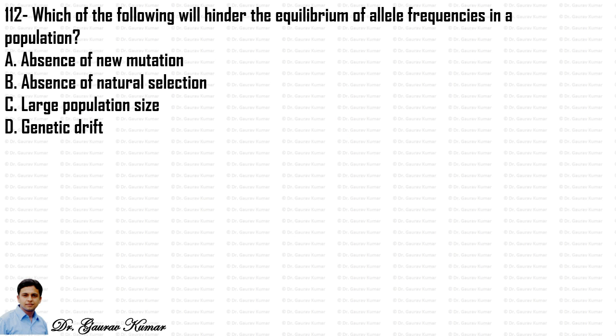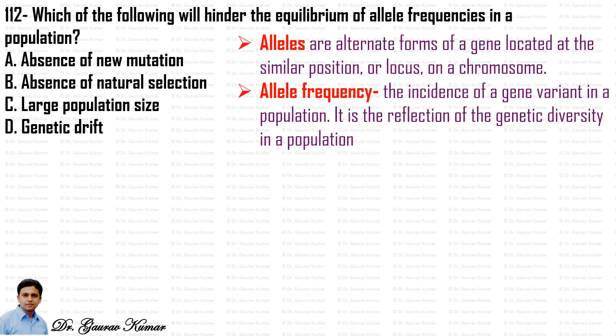Next question. Which of the following will hinder the equilibrium of allele frequency in a population? So alleles are alternate forms of a gene located at the similar position or locus on a chromosome. The allele frequency is the incidence of a gene variant in a population. It is a reflection of the genetic diversity in a population.